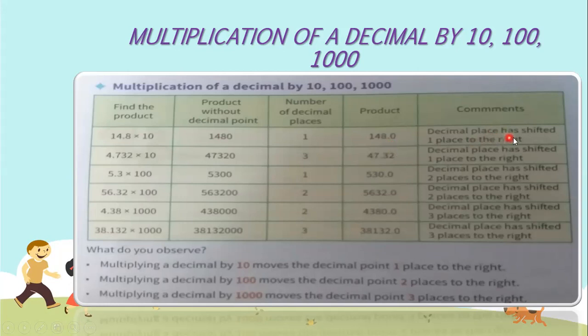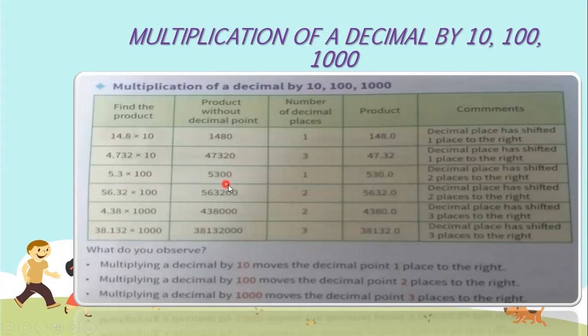So that means the decimal place has shifted 1 place to the right. Before, from the right side, 1 place before we keep the point. Next, in the same way, 4.732 into 10. Without the decimal point, if you multiply, you will get 47,320. The decimal places you can see here are 3. After the point, 1, 2, 3, there are 3 decimal places. So now the product, 3 places from the right, you have to keep the point: 47.32. Okay, so here also the decimal place has shifted 1 place to the right side.